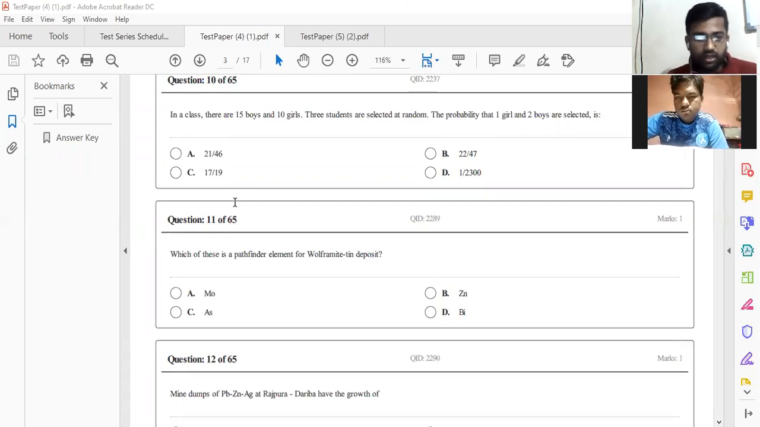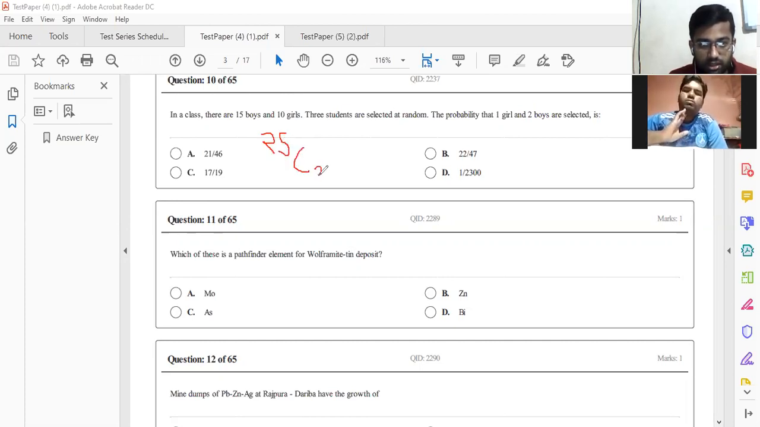Next. In a class, there are 15 boys and 10 girls. Okay, 15 boys and 10 girls. Means total how much? 25. Okay, 25 people in a class. 3 students are selected at random. So out of 25 we are selecting 3 students. So 25 C3 will give n of S, the total number of sample space. Clear? 25 C3.